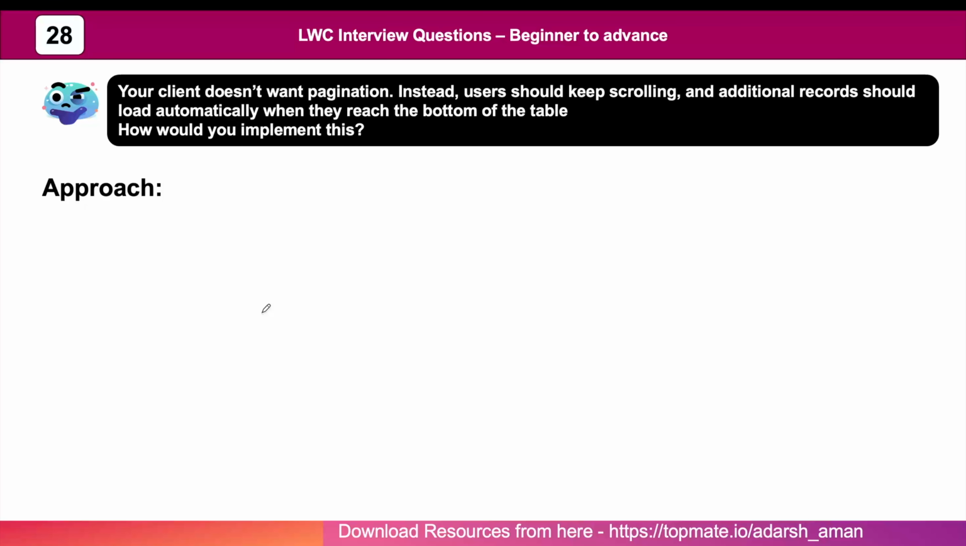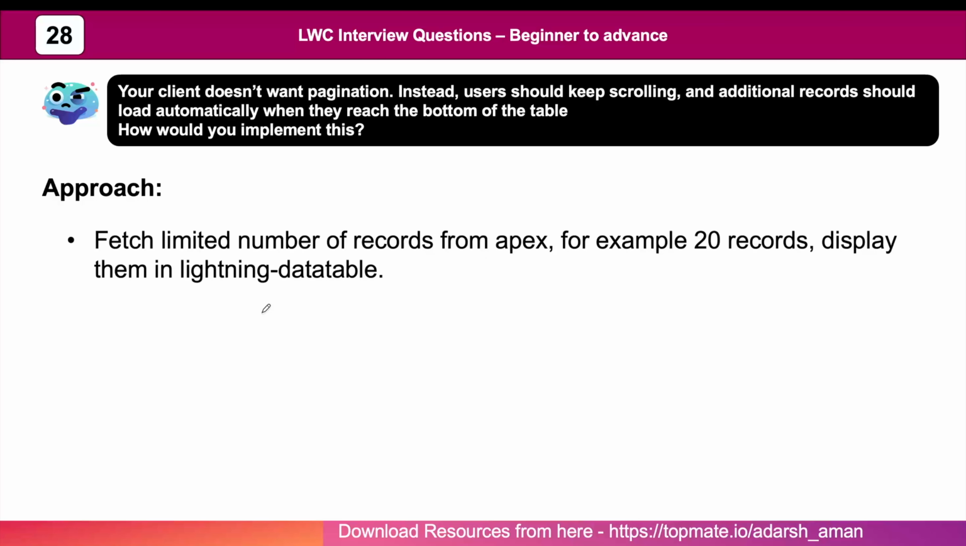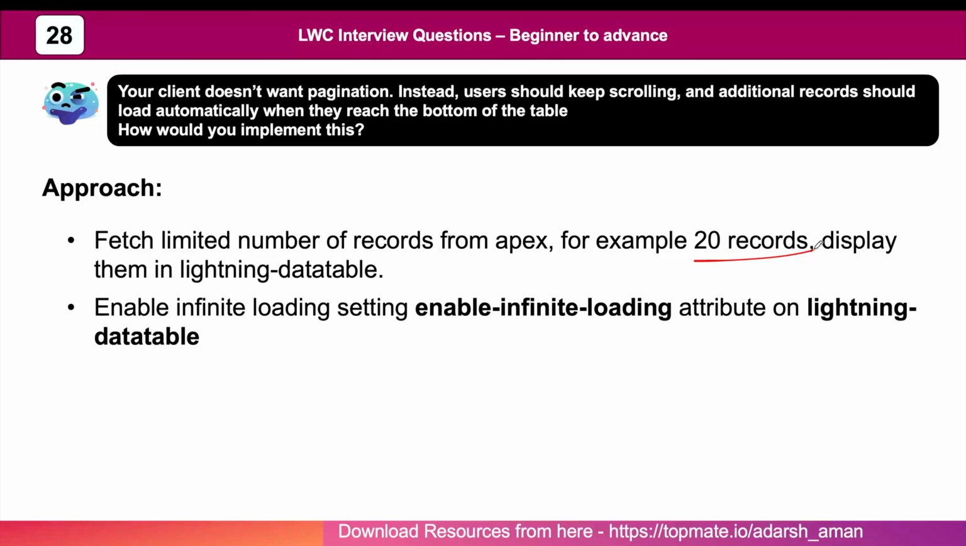So what is the approach in this scenario? Fetch a limited number of records from Apex, for example 20 records, and display them in a Lightning data table. So first we'll only display 20 records. We will enable the infinite loading setting.